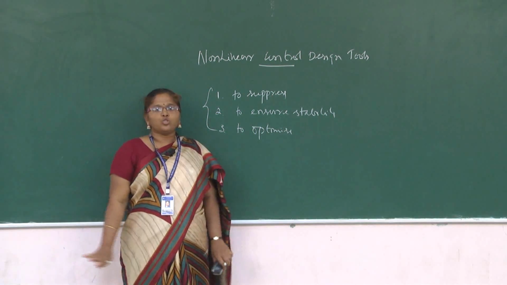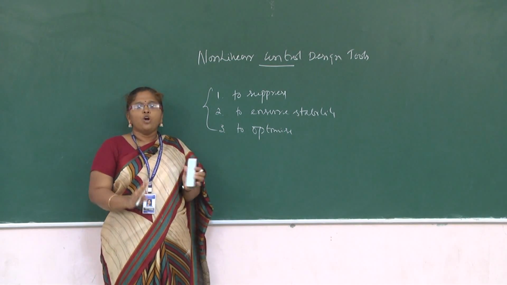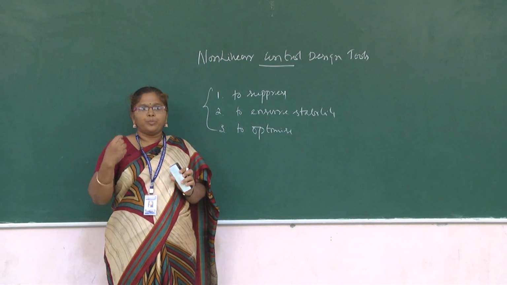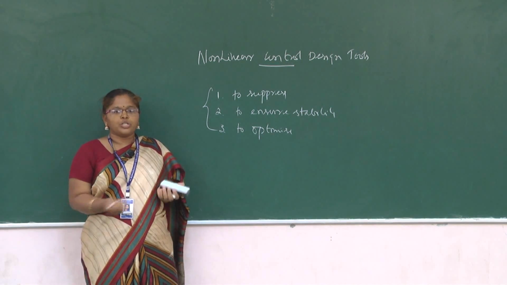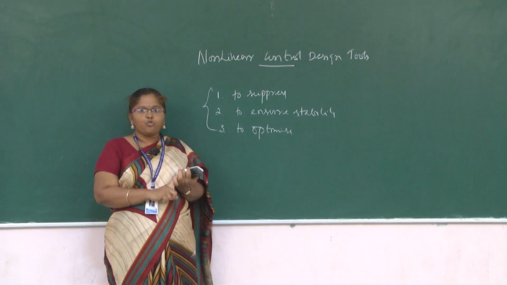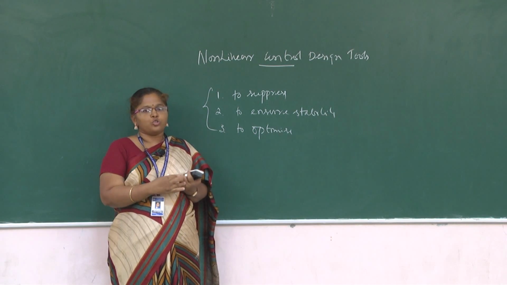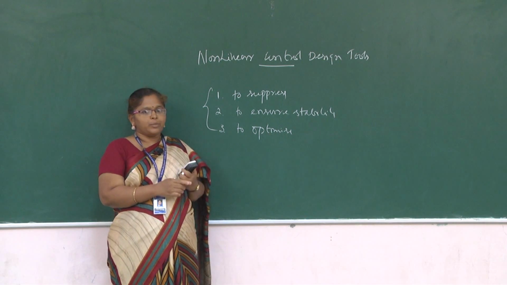So generally there are two types of control system. One is linear control system and non-linear control system. For any control system, before we apply any control logic, we need to design a mathematical model, because if you go for mathematical modeling, it saves the time and it saves the cost also. For those purposes we are going for mathematical modeling.